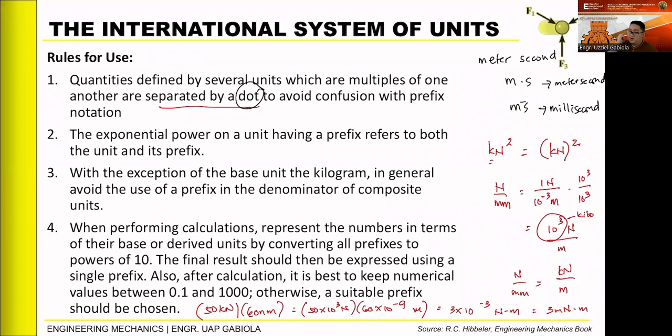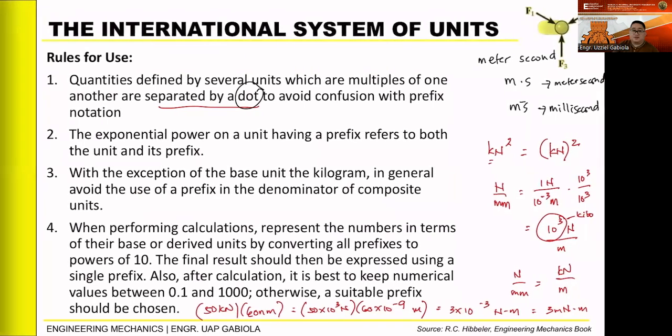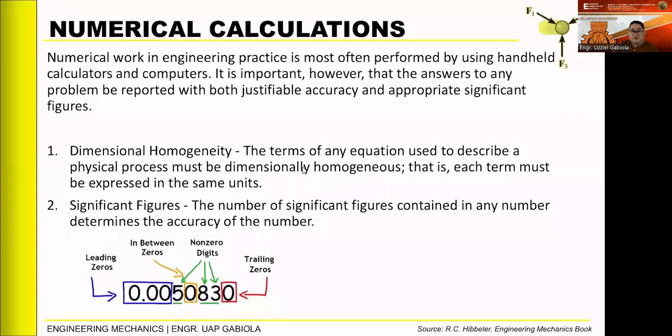Some more details regarding our calculations. When we do numerical calculations, numerical work in engineering practice is most often performed by using handheld calculators and computers. That's why it's important that our problem is reported with both justifiable accuracy and appropriate significant figures. Baka may nalilito pa rin sa pag-identify kung how many significant figures a number has.